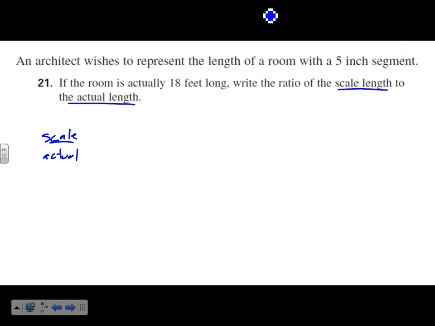So the scale is to represent the length of the room with a 5-inch segment. The room is actually 18 feet long, right? A ratio of the scale. Okay, so the scale, we want 5 inches to represent the length. So that means the scale is 5 inches. But this is going to be the tricky part. Over the actual, that's 18 feet. So you could say, I'm trying to think of the easiest way to put this answer.